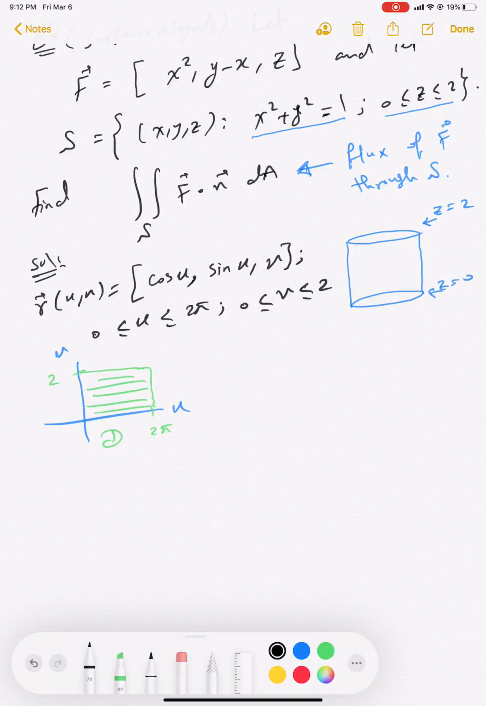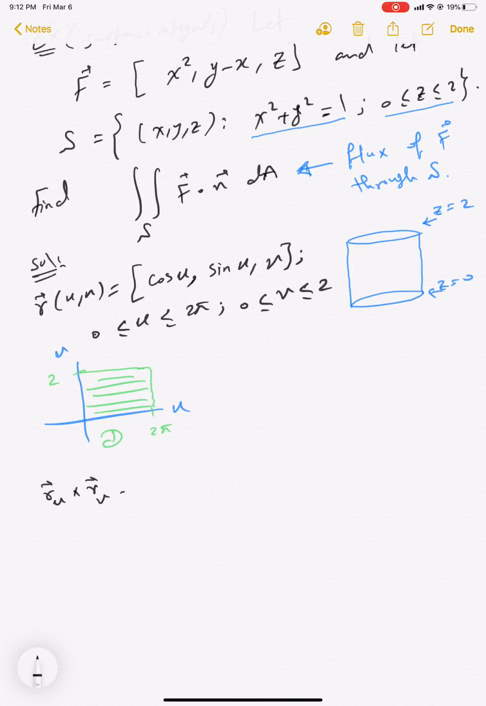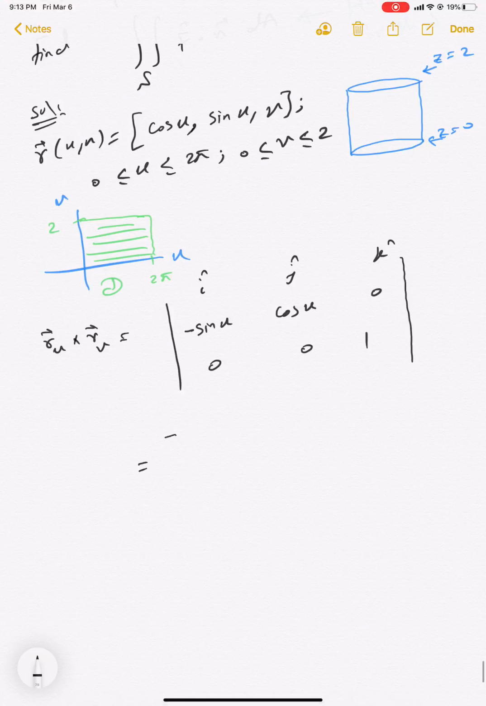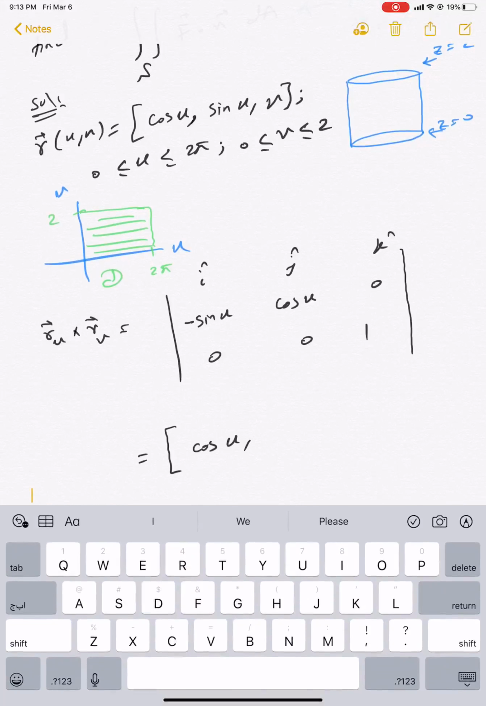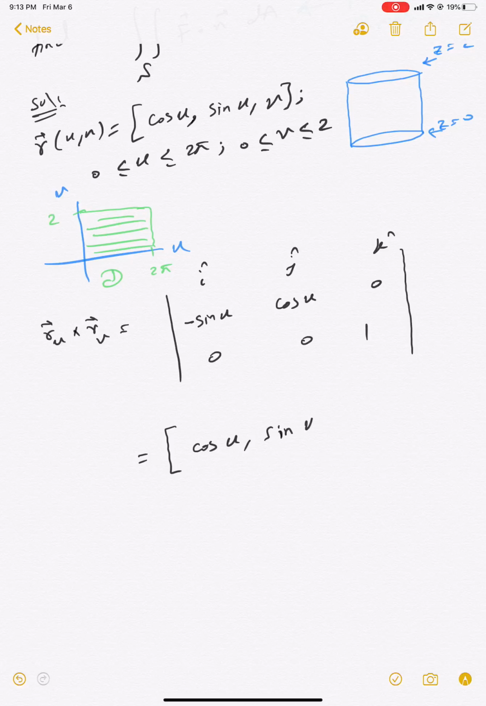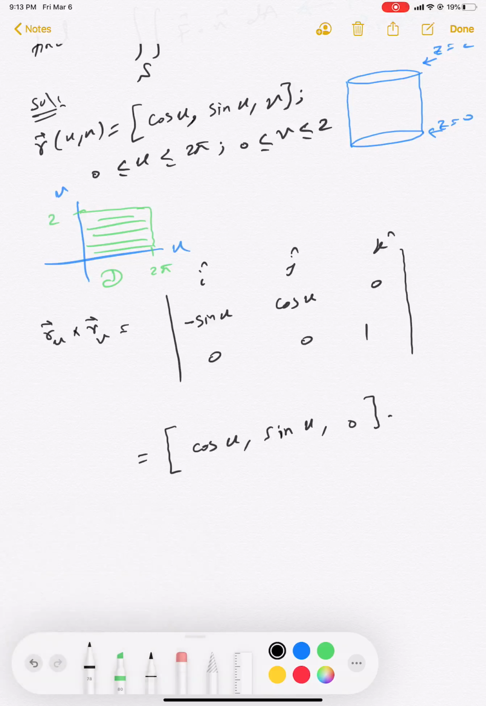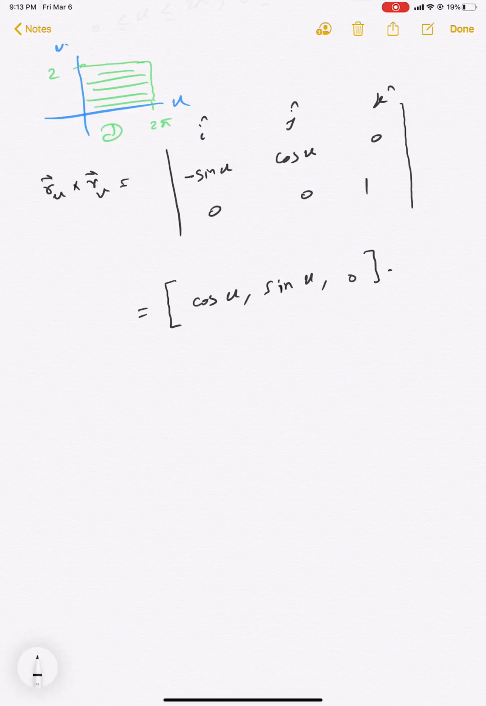Then we need to find r sub u cross r sub v. So this is i, j, k. R sub u, you differentiate the parameterization with respect to u. So that's minus sine u, cosine u, 0. R sub v is 0, 0, and 1. So if you compute the i component, it's cosine u. The j component is sine u. And the k component is 0. So this is our normal vector. Then we're almost done. The rest is just standard computations.